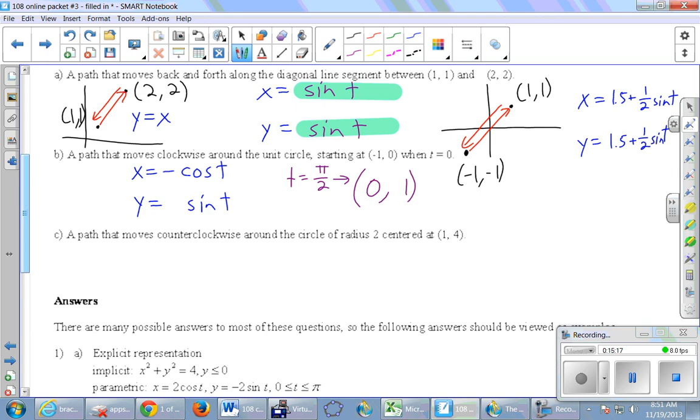I don't know, let's draw it. So this one started at -1, 0, and we want it to go clockwise. So I want it to go up to there, which is at 0, 1, which is exactly what it went to. So I think we're good.